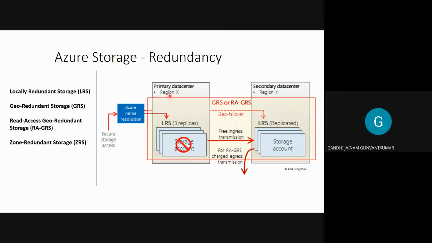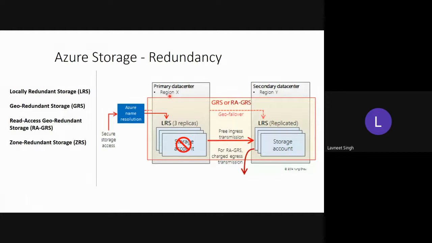Three different fault domains. Perfect, yes. So you need to use three different fault domains, and for upgrades also three different upgrade domains. So you will put these copies and assign them to three different fault domains and assign them to three different upgrade domains.